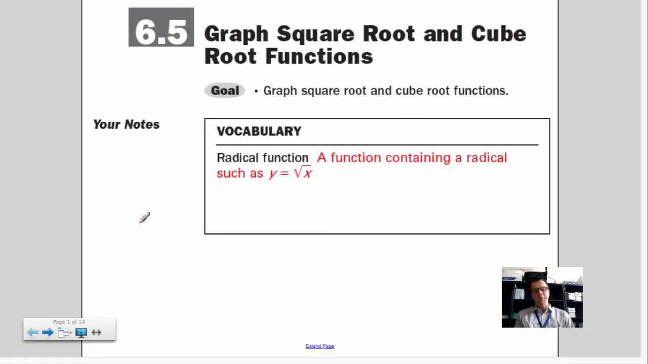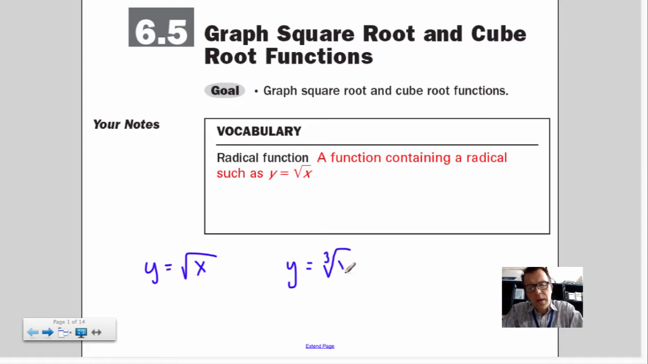Section 6.5. The title of this section is Graph Square Root and Cube Root Functions. So two different functions we are going to graph. I'm going to try to preview today at the end of class. We are going to graph the square root of x. That's the square root function. And at the same time, two functions for the price of one, we're also doing the third root. I think the book thinks that if you can do the square root and the third root, then you can really do the fourth root and the fifth root, or the sixth root and the seventh root, and so on.